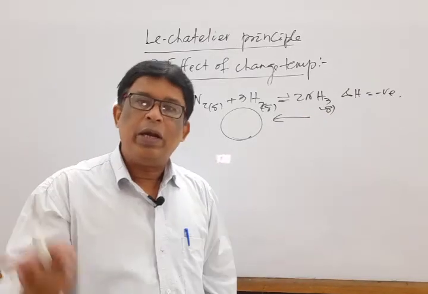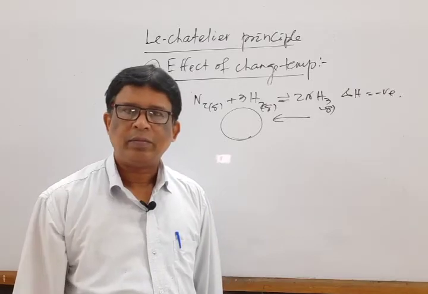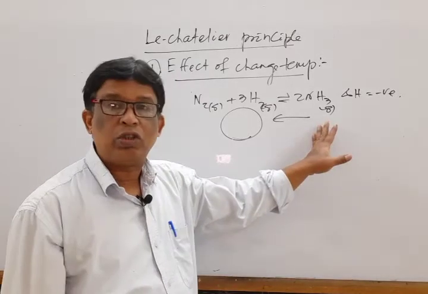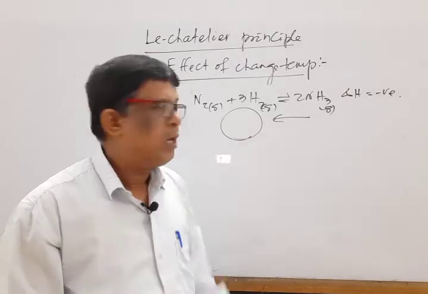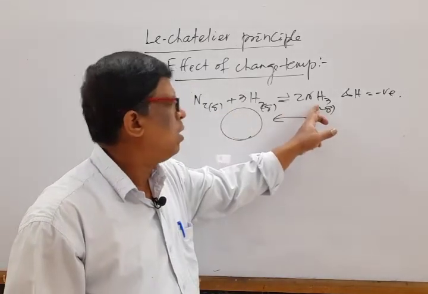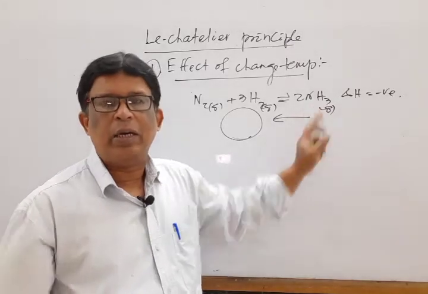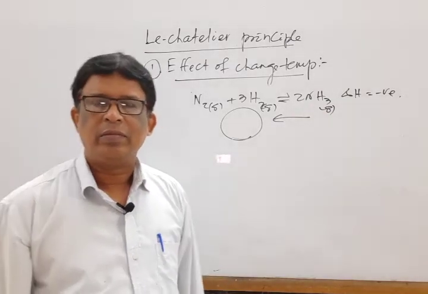Similarly, if we decrease the temperature, as it is an exothermic reaction, decreasing the temperature is a favor. As a result, the equilibrium shifts forward, forming more amount of product. It is known as a favorable condition.